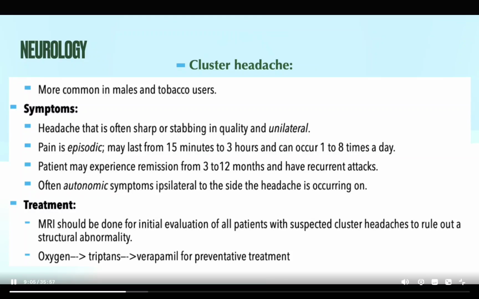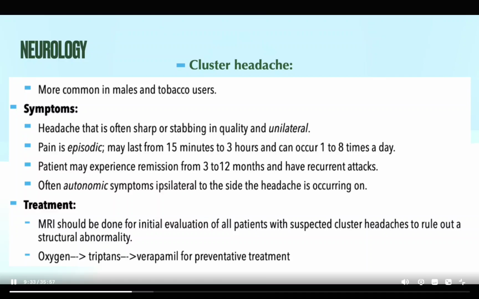Autonomic symptoms are often present with an acute cluster headache, and they occur on the same side as the headache, so the ipsilateral side. Symptoms include ptosis or drooping of the upper eyelid, miosis, an excessively constricted pupil, excess tearing, and nasal congestion. Again, remember it's on the same side that the headache is occurring, the ipsilateral side.